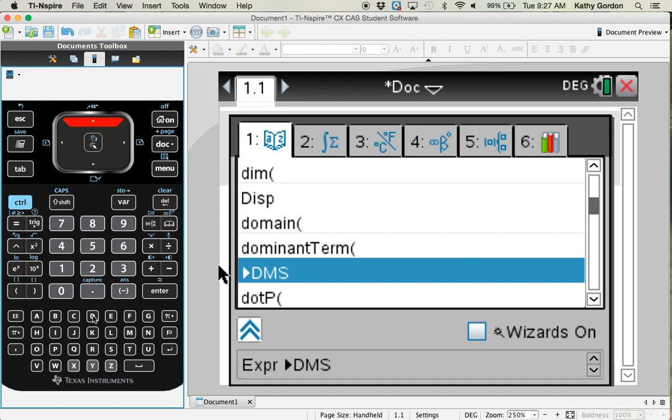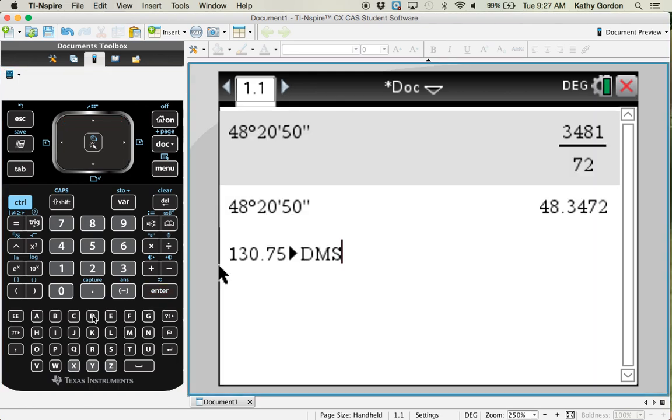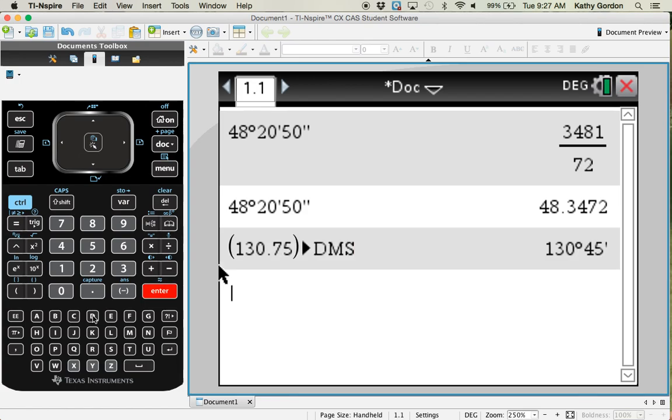So this is the command to convert into DMS. As soon as I hit enter, it's going to show up in the line for me. And then when I hit enter again, it will convert it. So 130.75 is the same as 130 degrees and 45 minutes.